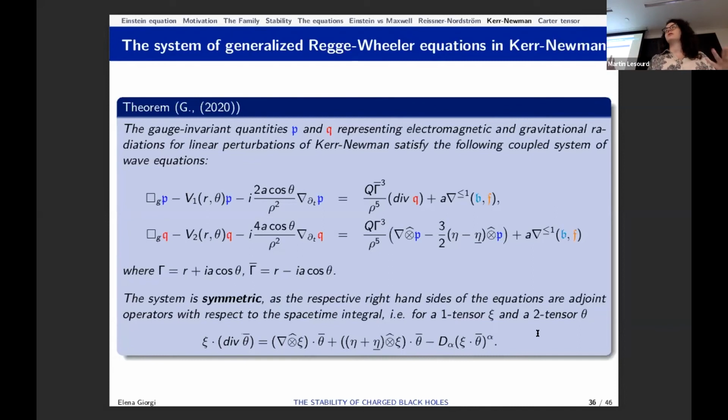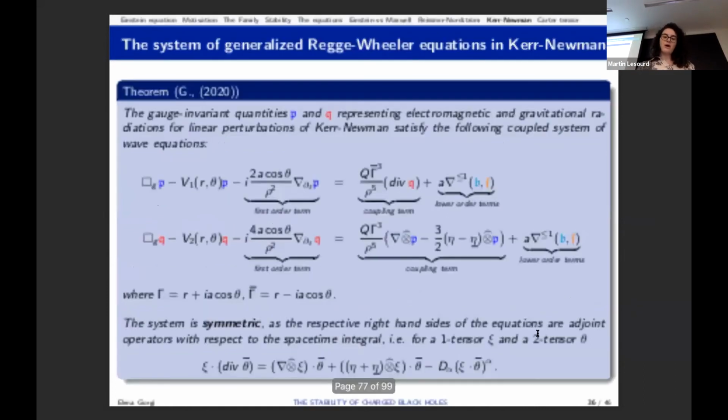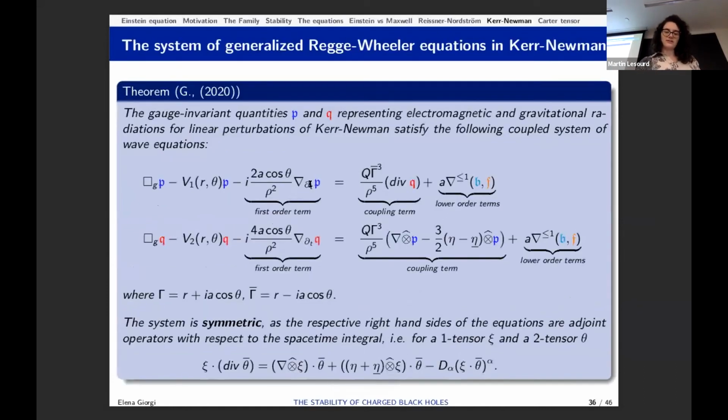Okay, so you cannot integrate on the spheres anymore, but that's not a big deal because when you do space-time estimates, at the end of the day, you always integrate in space-time. So you have to directly integrate in space-time. You cannot integrate first on the spheres. Just as a structure, this is a first order term, these are the coupling terms, and these are again the lower order terms, which I'm not going to mention.